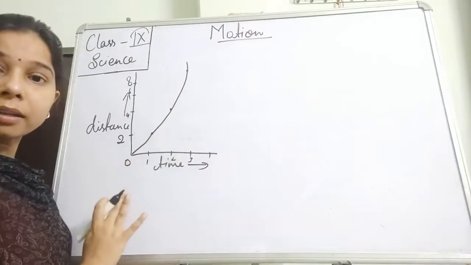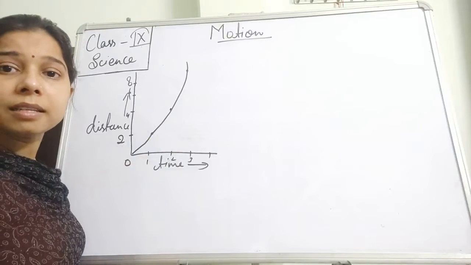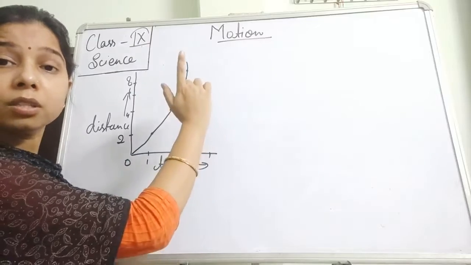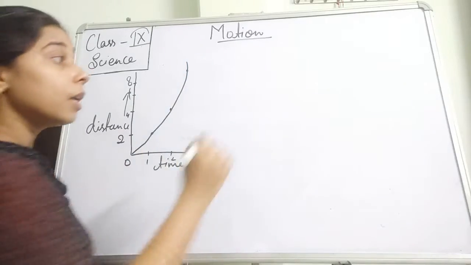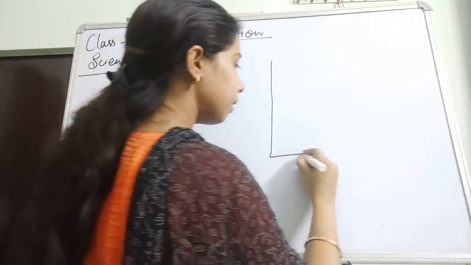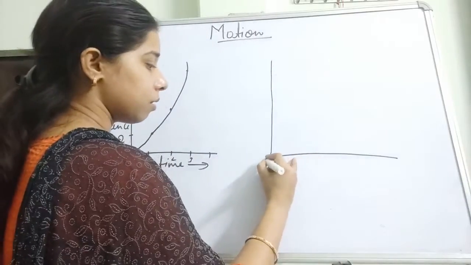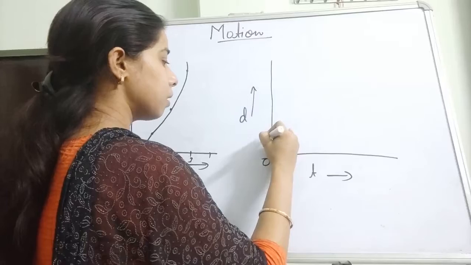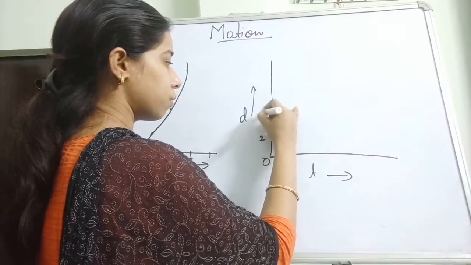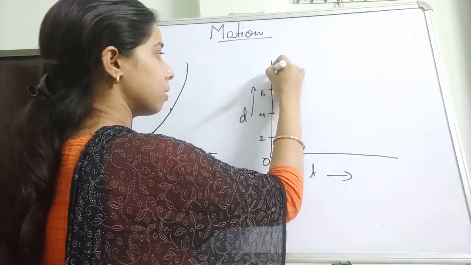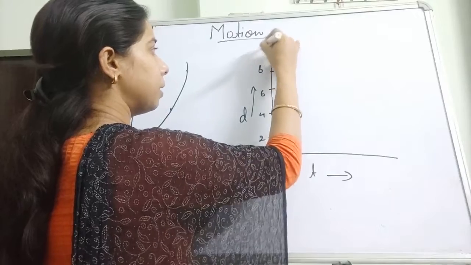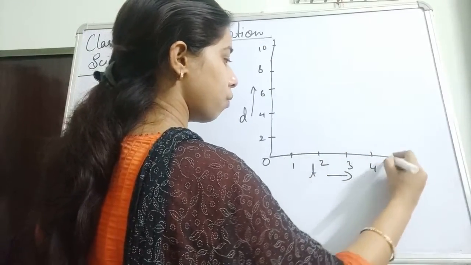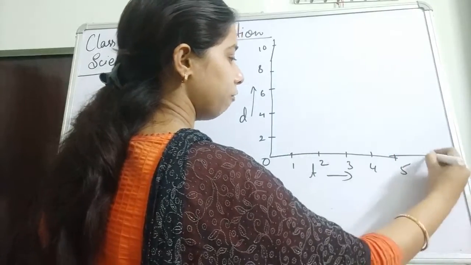This is the one in which the distance is increasing with respect to time. And that is why the curve is going in the upward direction. The curve can also be like this. This is 0. Again, I am writing here it is time. This is the distance. This is 2, 4, 6, 8. Finally, it can be 10 also. This is 1, 2, 3, 4, 5 and 6.